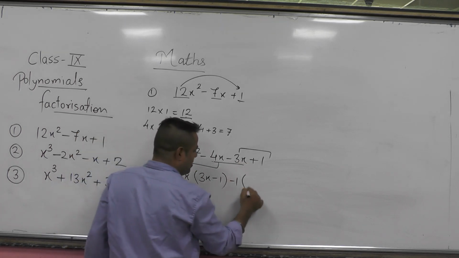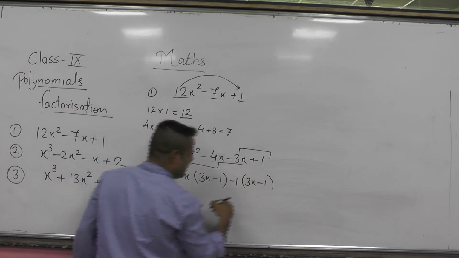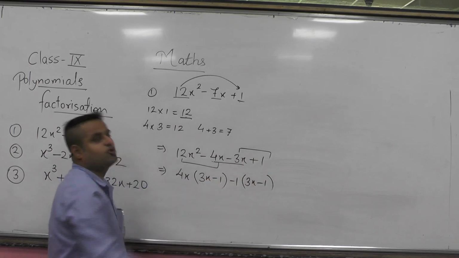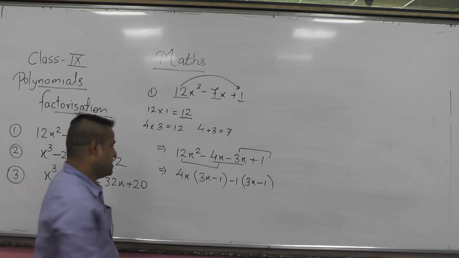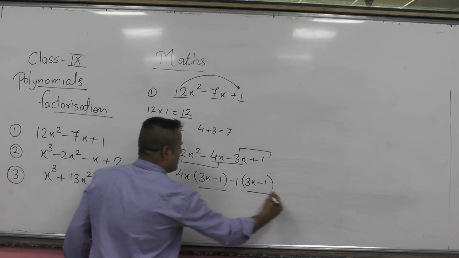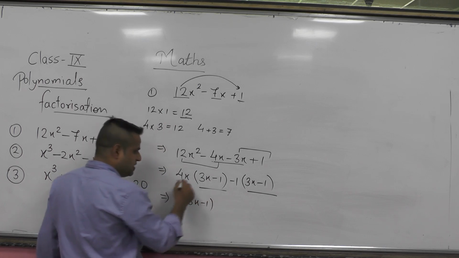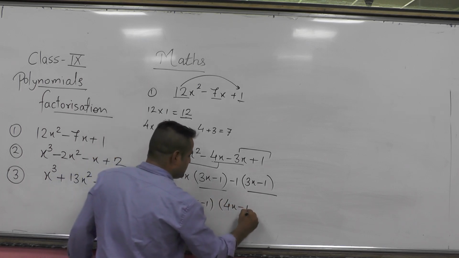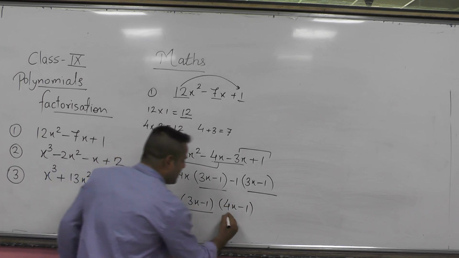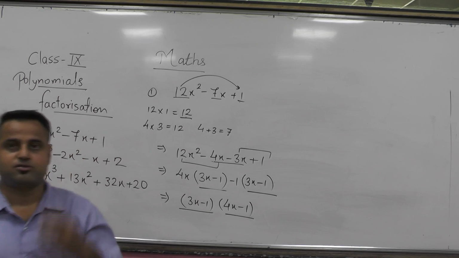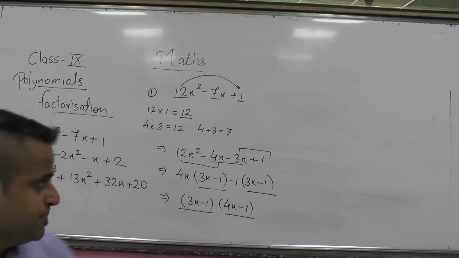Minus 1 we are taking common here, here also 3x minus 1 will remain, this 3x becomes positive and this plus 1 becomes minus 1 because we took minus 1 as common. Now 3x minus 1 is common here, as you can see. We can take this 3x minus 1 as common. Then 4x minus 1 will remain here. These 2 are the factors of the polynomial. Okay, this is how factorization of a polynomial will work.